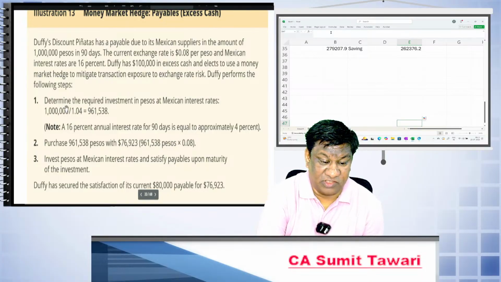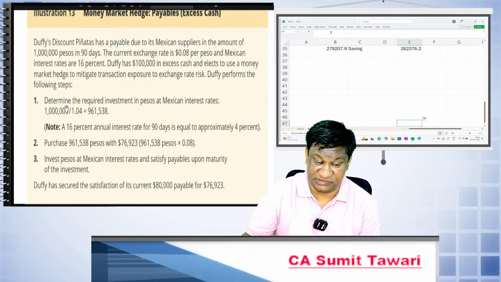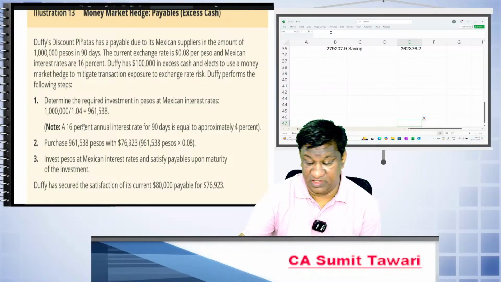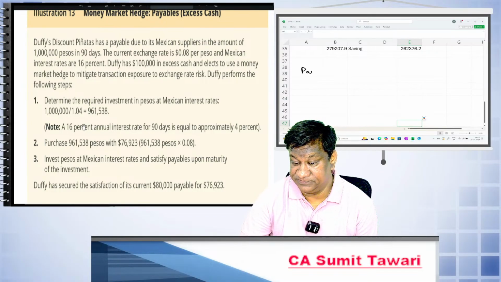Duffy's Discount Pintas has a payable due to its Mexican supplier in the amount of 1 million pesos in 90 days. Current exchange rate is 0.08 per peso, and Mexican interest rate is 16%. Duffy has 100,000 US dollars of excess cash, and elects to use a money market hedge to mitigate the transaction exposure to exchange rate risk. So Duffy performed the following steps. First, how much amount do we need to invest to clear the payables? Okay, that we need to see.